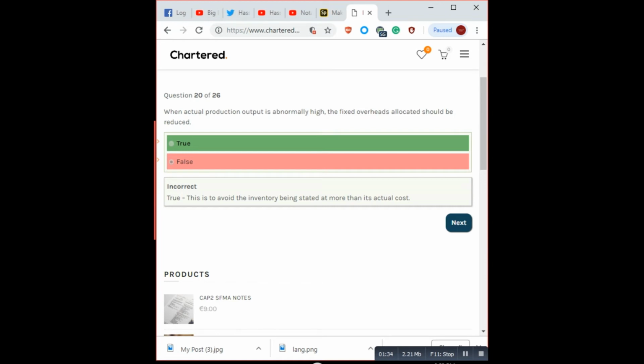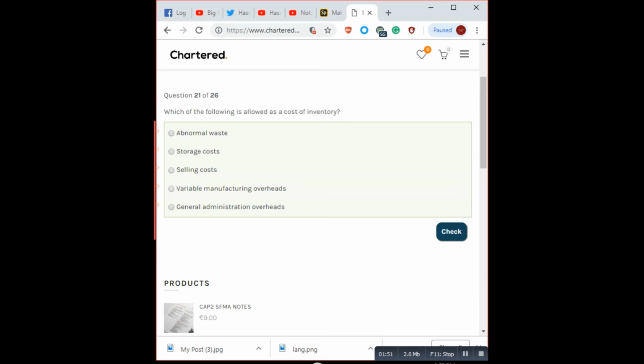Yes, abnormally high is the reason, because when it's abnormally high, you have to actually allocate the fixed overheads. You have to reduce the allocated fixed overhead. So that is one of the reasons. I absolutely agree.